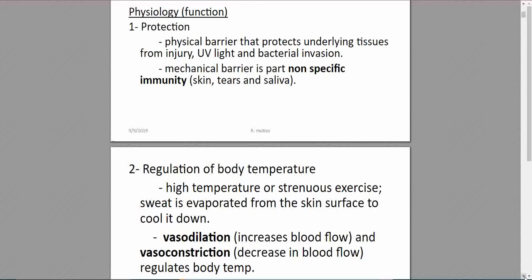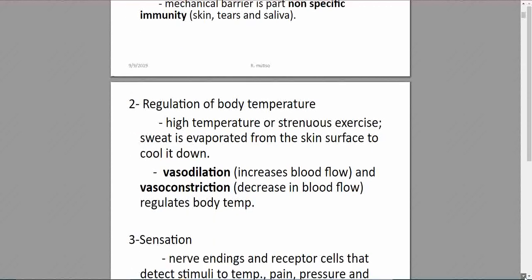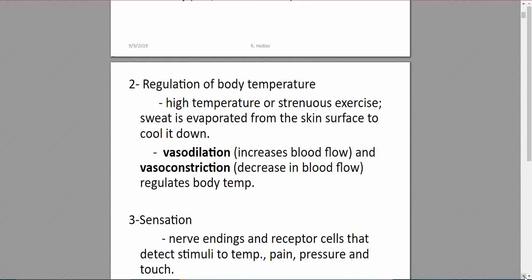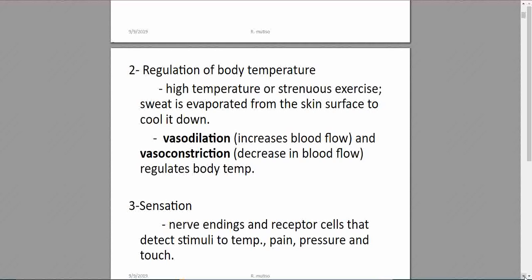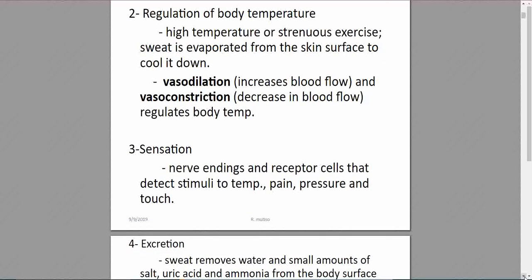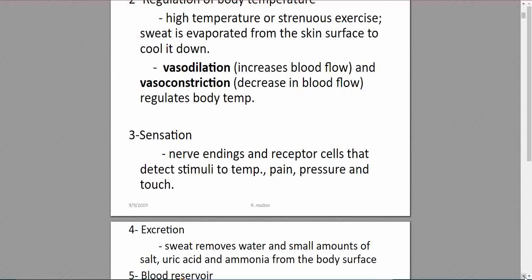Another function: the mechanical barrier is part of non-specific immunity, what we call innate immunity. So the mechanical barrier is also offered by the skin. Then we have regulation of body temperature as another function. In high temperature or strenuous exercise, sweat is evaporated from the skin surface to cool it down. Then we have the physiological processes, vasodilation and vasoconstriction, which also help in enabling the sweating.